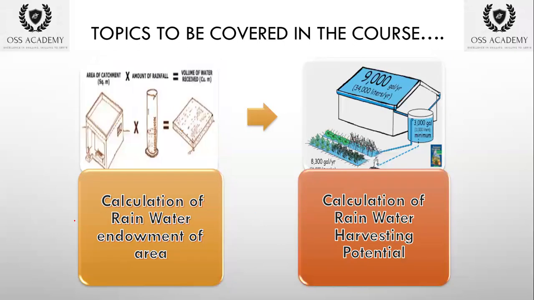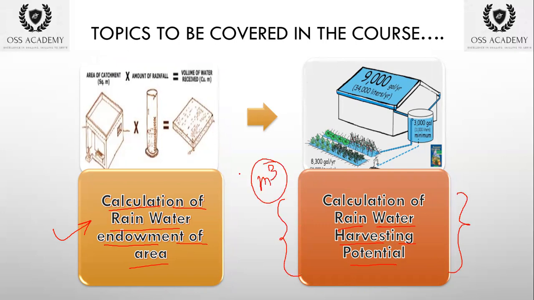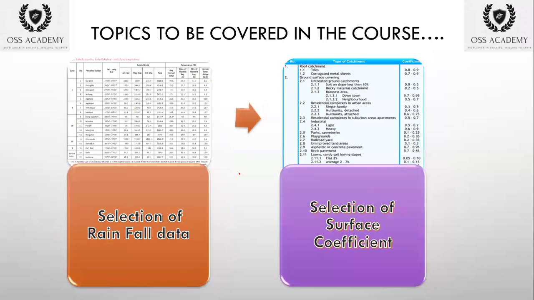Similarly, in this course we're going to talk about the calculation of the rainwater endowment of an area, how much rainwater potential there will be basically. When a typical rainfall falls on a typical area, considering the overall area and the coefficient factor, we're going to talk about how we can calculate the overall potential of water that can be harvested in cubic meters.